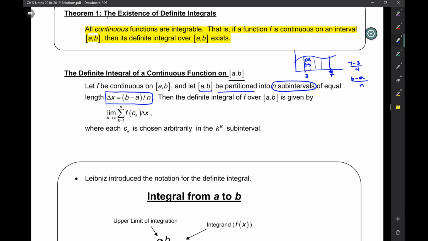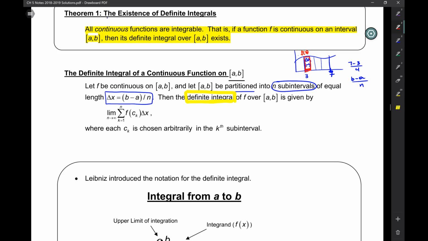Now, what is this definite integral I'm talking about? Well, the definite integral from a to b is the sum of f, the value at each x point, times delta x. What does that mean? If I take this one, if I do f of 3 times however wide that is, what does that give me?